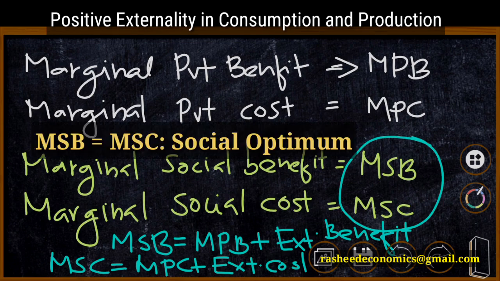The equality between the first two, marginal private benefit and marginal private cost, leads us to private efficiency or allocative efficiency.